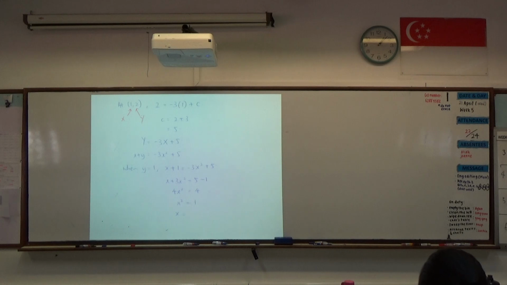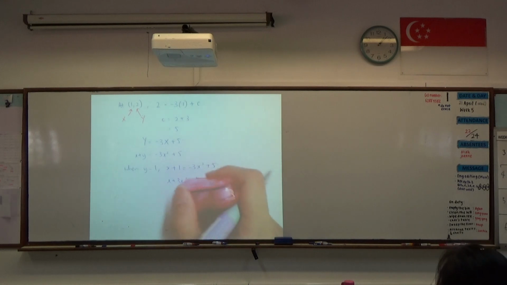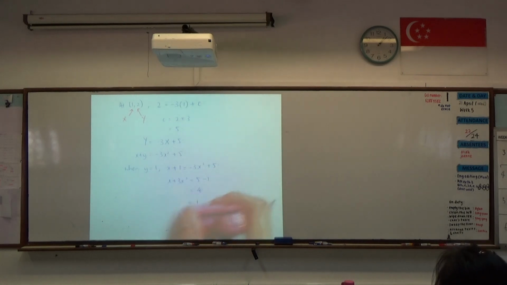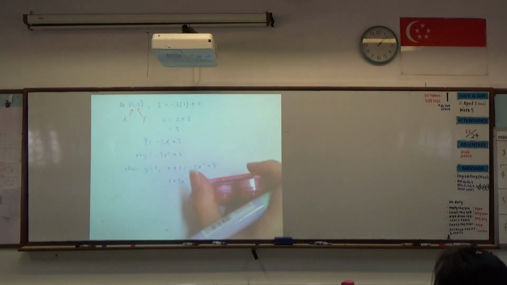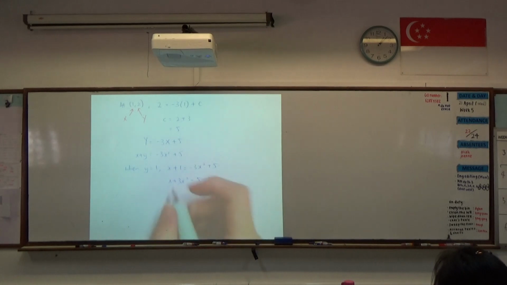Hang on, did I do the wrong calculation? Oh, sorry. 3x squared plus x. Okay. Sorry, so 3x squared plus x. 5 minus 1 is 4, so minus 4 over here. We factorize, yeah?